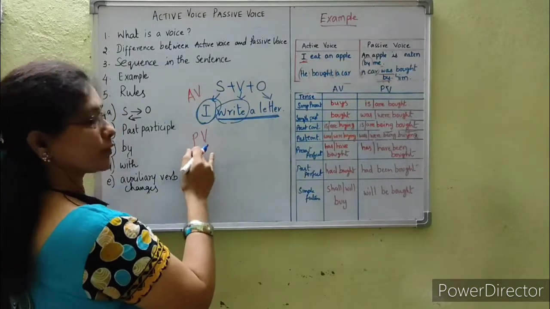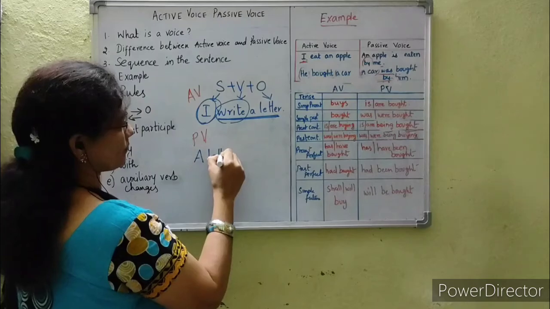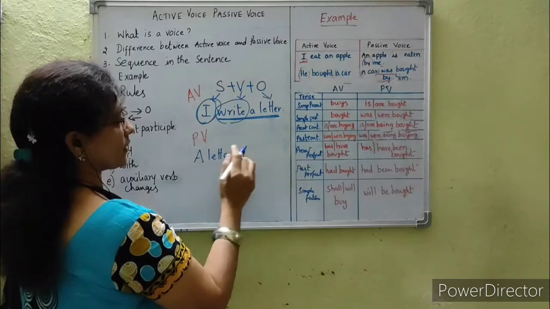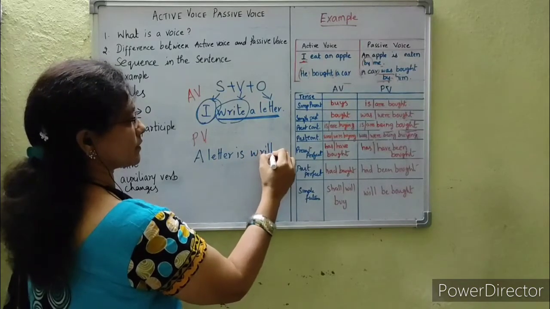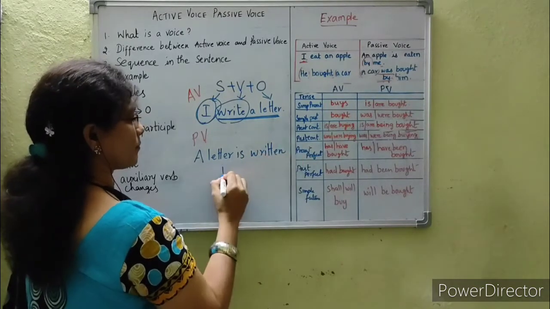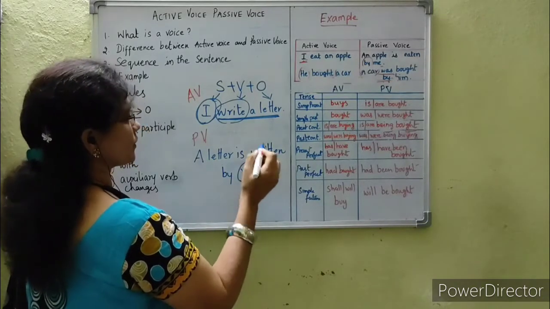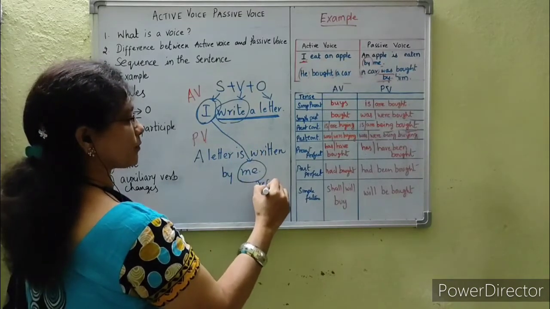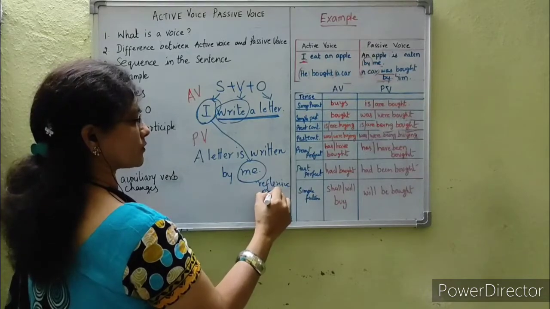So now let us see how it looks in the passive voice. A letter. It is in the present tense. A letter is written by me. So I is going to change into me. This is a reflexive pronoun. I think you know the reflexive pronouns and all.